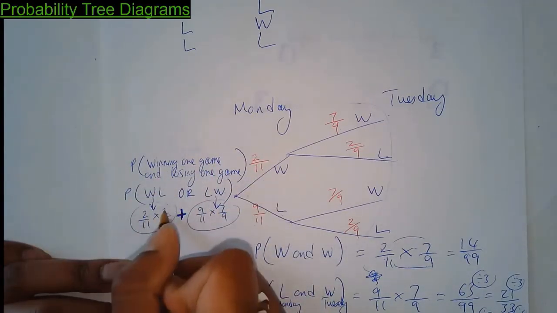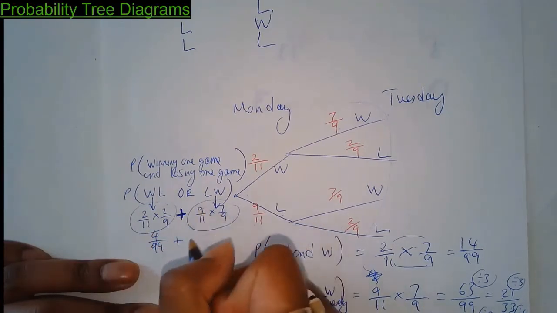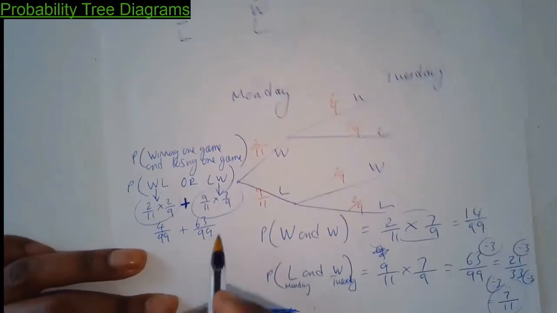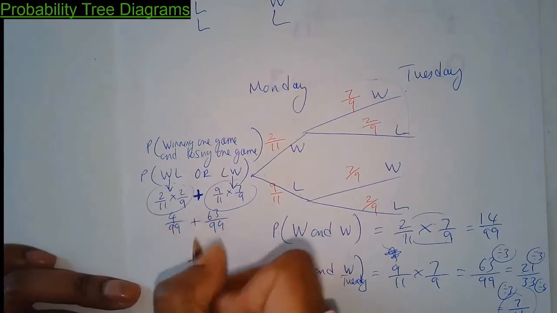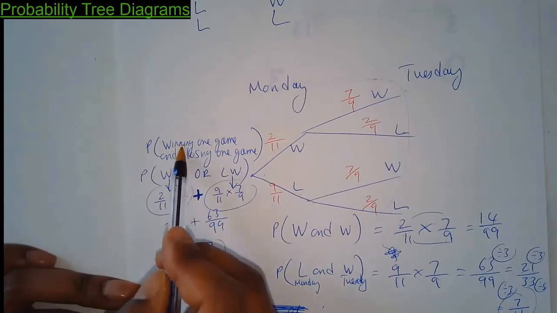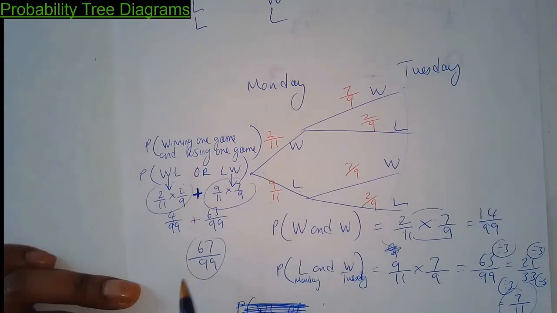So let's work this out. That's going to be 63 over 99, plus 4 over 99. Right, if the denominators are the same, copy the denominator. 63 add 4, 67. The answer to that question, winning one game and losing another game, is 67/99, so slightly more than 50-50.